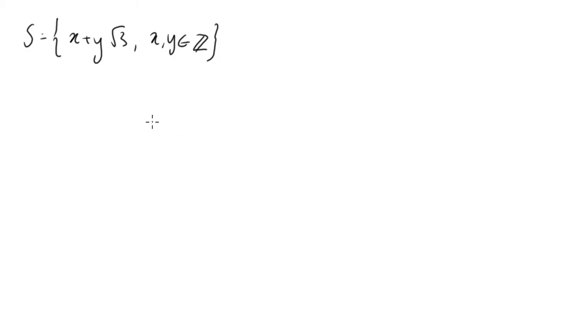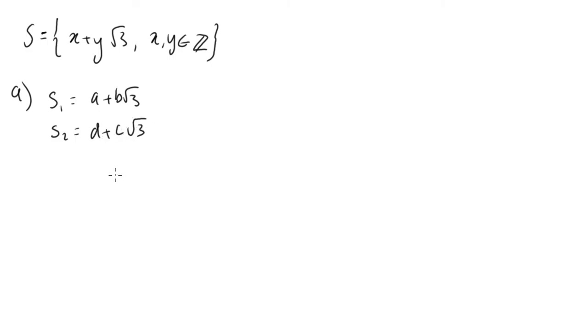The first one, part A, asks us to have a look at subtraction. So let's consider set S under subtraction. Let's take two elements, S1 and S2, and subtract them, and see if the subtracted element is still in S. Let's see if it obeys closure. We'll take S1 to be A plus B root 3, and S2 to be D plus C root 3.